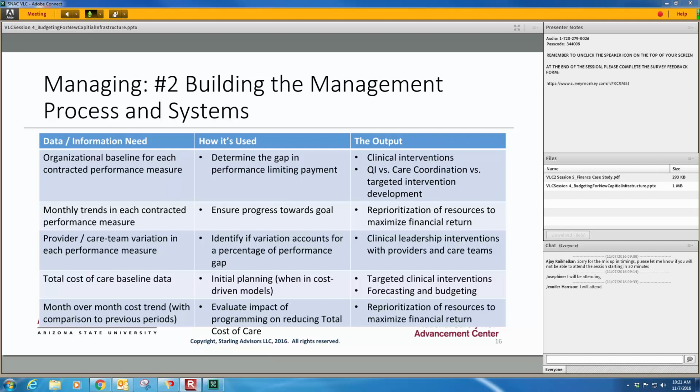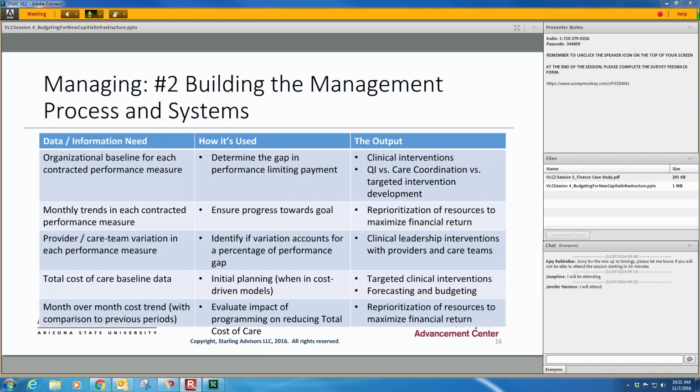We want to be able to look at provider or care team variation in each of the measures. So if the organization's held accountable for a measure, we need to break that down and understand if there's variation in performance, and take a hard look again between financial leadership and clinical leadership at what clinical leadership needs to do in terms of coaching and education, because reducing that variation could in fact be the key to a financially viable practice going forward.